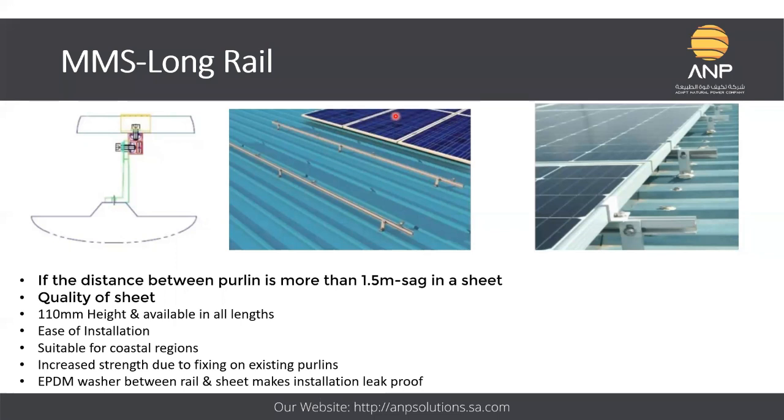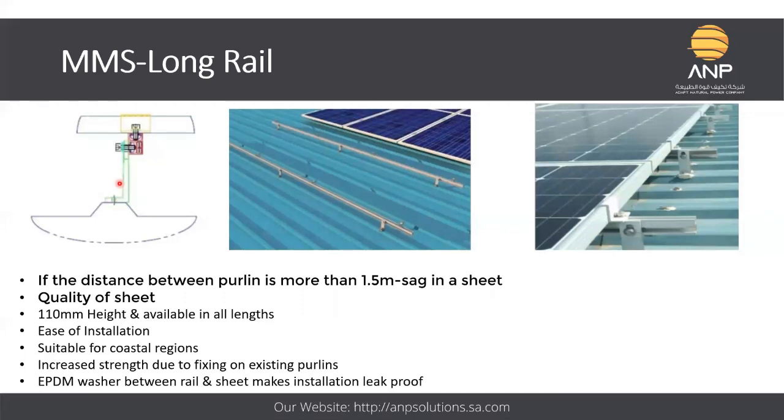With the long rail type, you can increase the height and you can increase the distance between the modules and the existing sheet, up to 110 mm. Again, this is very easy to install. As you can see here, you have to first of all install this L-Kilid by means of a self-tapping screw. Normally the self-tapping screw comes with an EPDM washer, so that the EPDM washer will avoid leakage in the future.